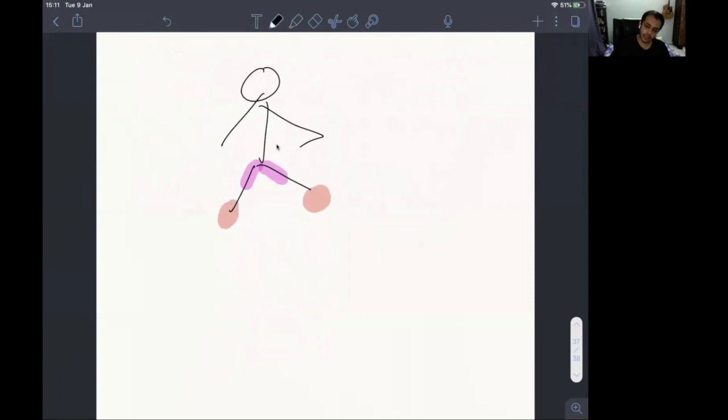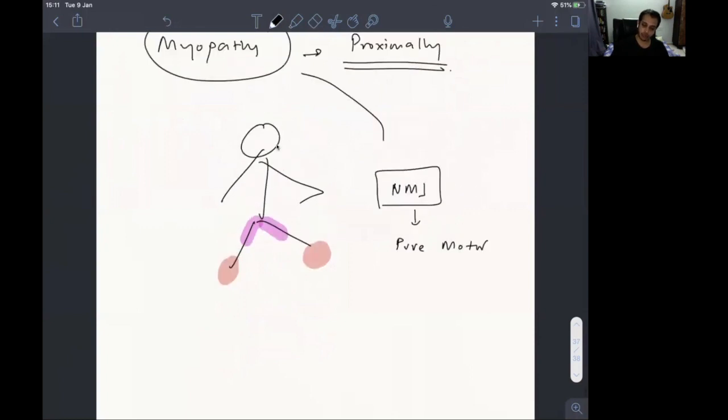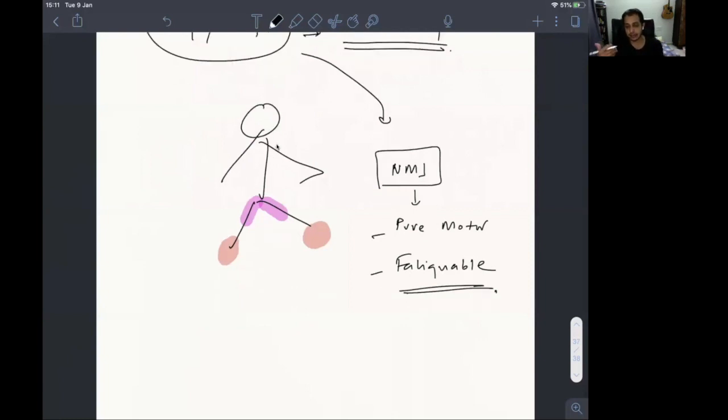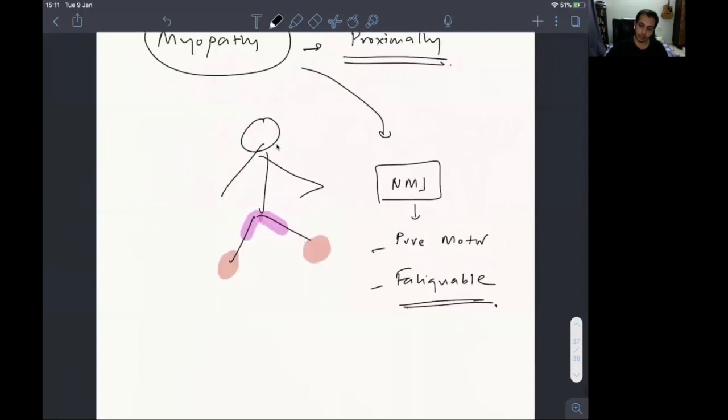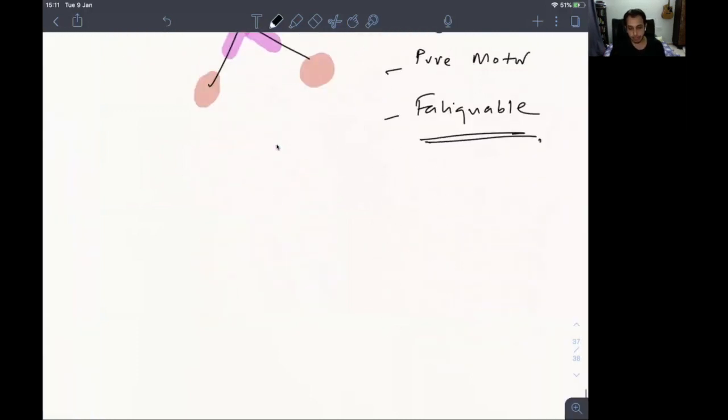And one last point is that it could be a neuromuscular junction problem. The characteristic feature of a neuromuscular junction problem is that it is pure motor. Just like myopathy, it is pure motor and it is fatigable. So the more you exercise, the weaker you become, and when you rest, the weakness improves. So that is a characteristic of a neuromuscular junction problem. Okay, so that is the rough outline for how to approach a case of paraparesis.